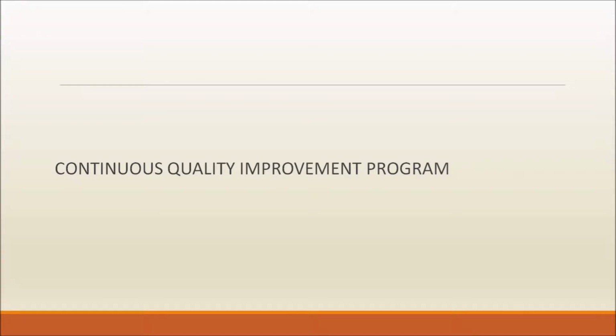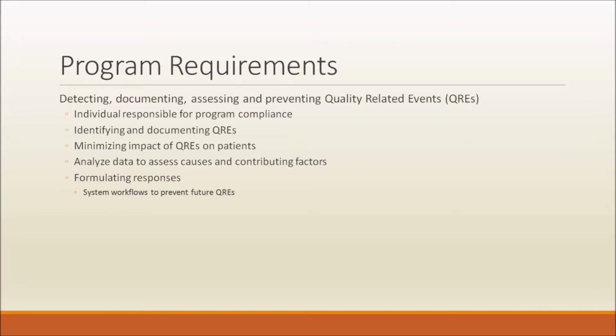Okay, this segment of the presentation talks about continuous quality improvement programs. The program requirement is, the goal is to detect, document, assess, and prevent quality-related events, or QREs. The individual is responsible for program compliance, identifying and documenting QREs, minimizing the impact of QREs on patients, analyzing data to assess causes and contributing factors, and formulating responses. So the whole goal of QREs is to establish workflow and processes and training to prevent future quality-related events.